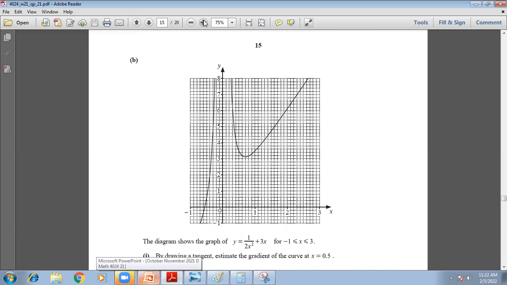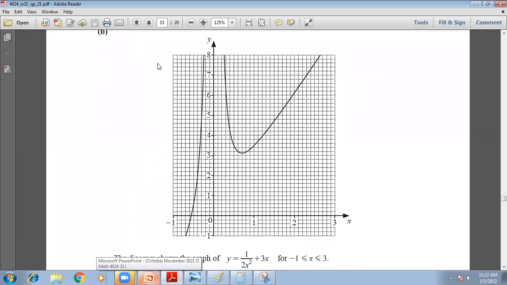That's question number 7, it's B part. He says, the diagram shows the graph of y equals 1 by 2 x squared plus 3x from minus 1 to 3. Okay, so this is the graph for this curve, and you remember when you put x equals 0, it will become infinite. So that's why these graphs are going straight up. This graph is going straight up.